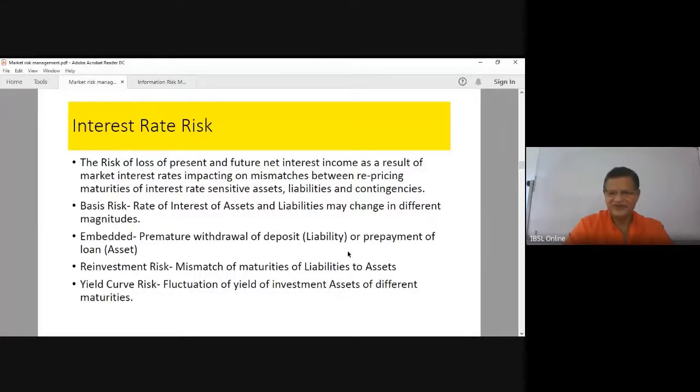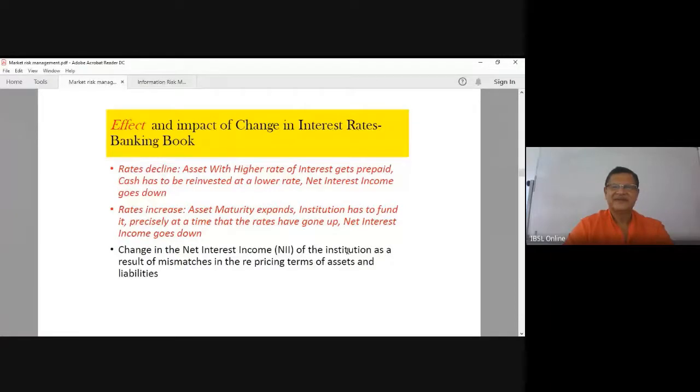So moving on, I will take the effect of the impact of changing interest rates in the banking book. The banking book has all your interest sensitive assets. That means all your overdrafts, loans, short-term loans, revolving import loans, all of that are interest sensitive assets. And they are given for a duration, and they are not in a trading book. They are listed in the banking book.